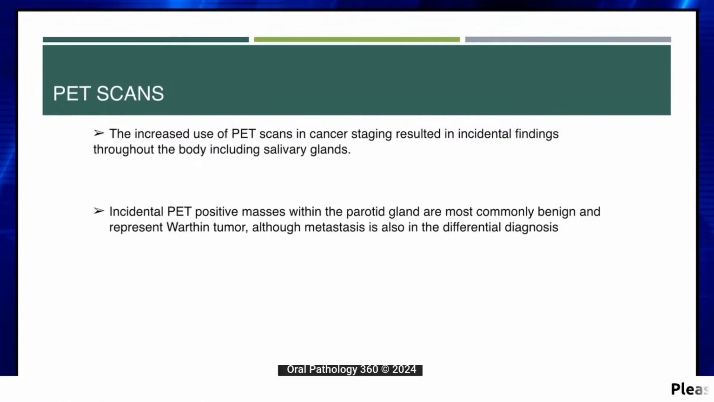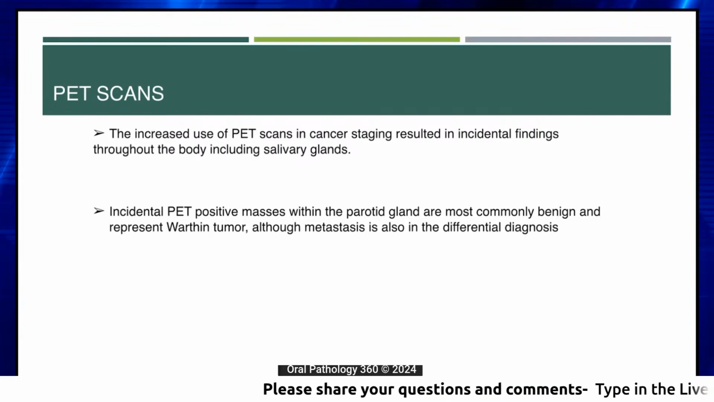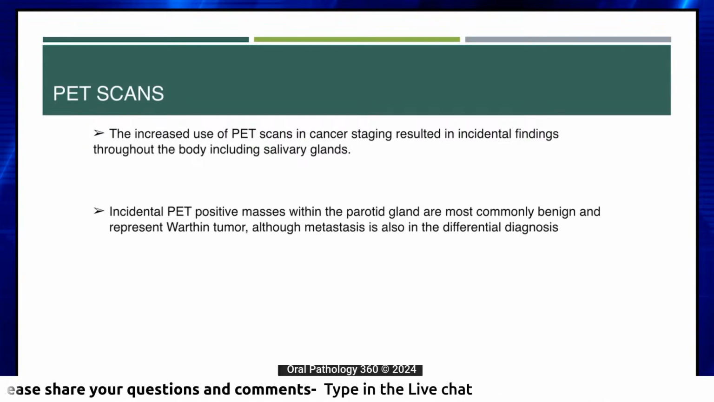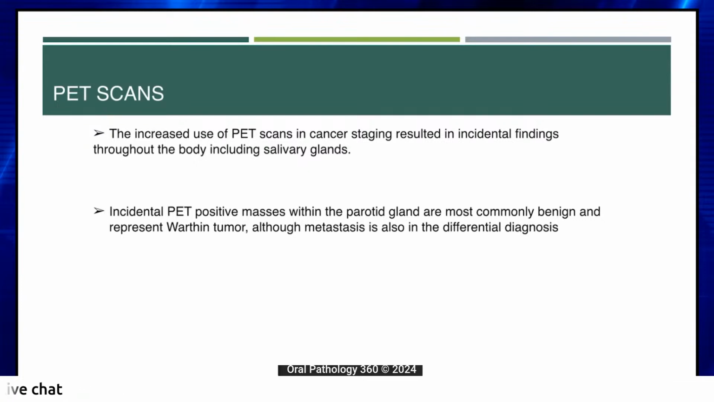The increased use of PET scans in cancer staging has led to incidental findings in various body regions, including the salivary glands. Incidental PET positive masses in the parotid gland are often benign, with Warthin tumor being a common finding, although metastasis is also considered in a differential diagnosis.